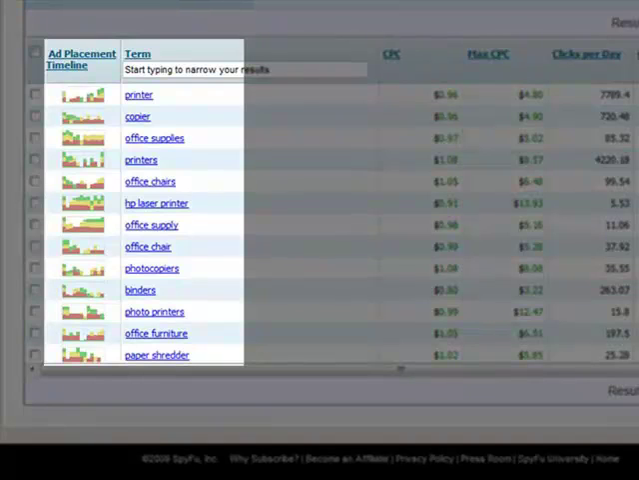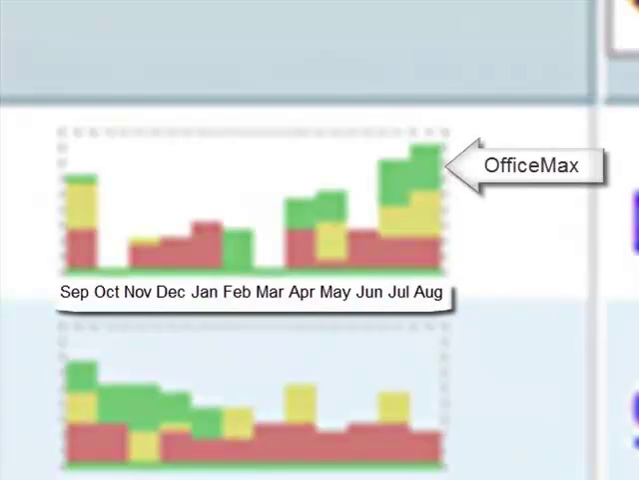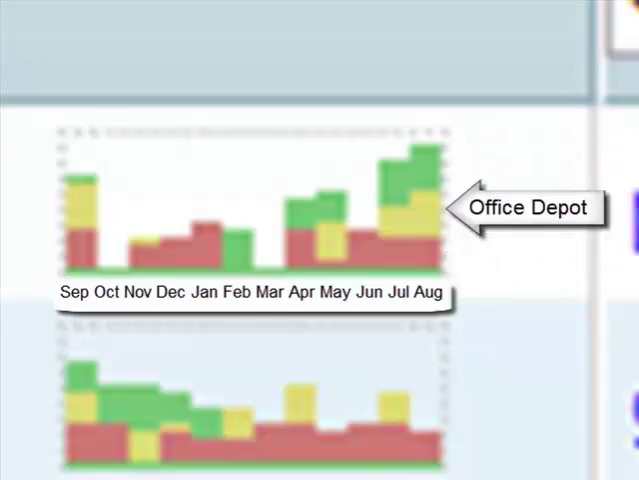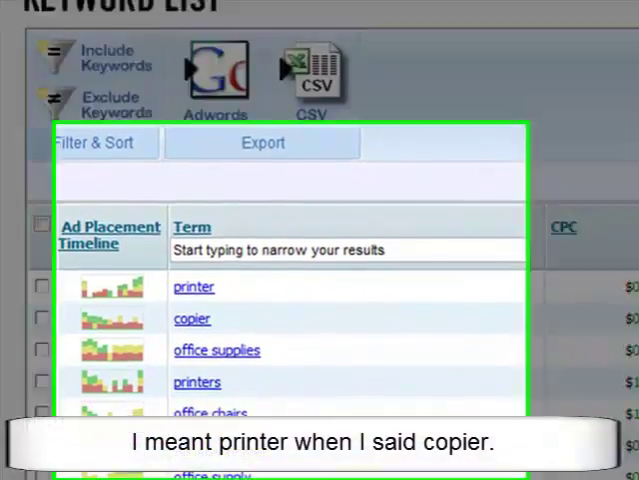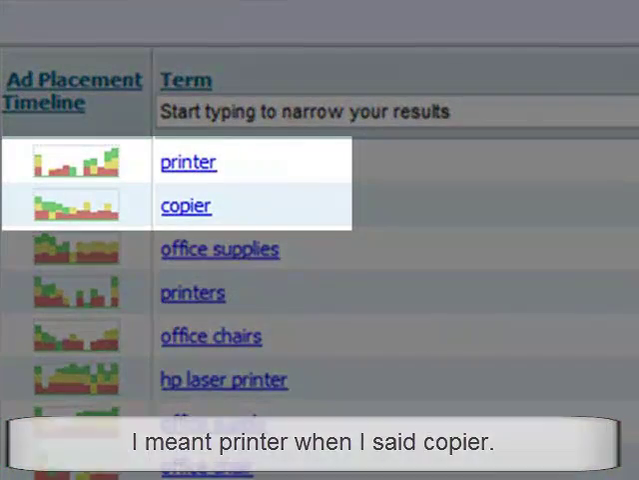But now, you see we've stacked all 3 domains on top of each other. Office Max is represented by the green, Staples by the red, and Office Depot by the yellow. So look at these top 2 keywords, printer and copier. Both of these keywords have become more popular with these advertisers over the last year. Looking at the keyword copier, only Staples.com was buying it at the beginning of the year. Now all 3 domains buy it consistently.